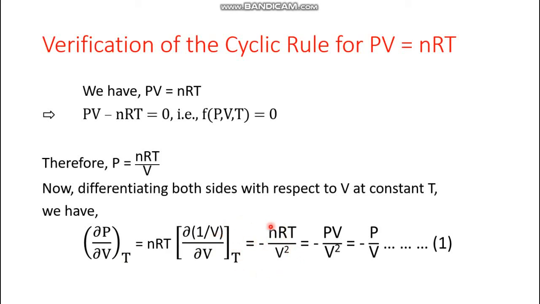Now nRT is actually equal to PV. So putting the value PV in place of nRT, we get minus PV by V squared, and one V is cancelled with another one in the denominator, which results in minus P by V. So this is relationship number 1, where del P del V at constant T is equal to minus P by V.